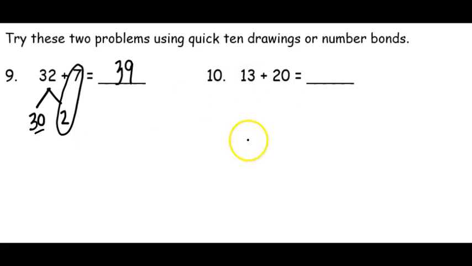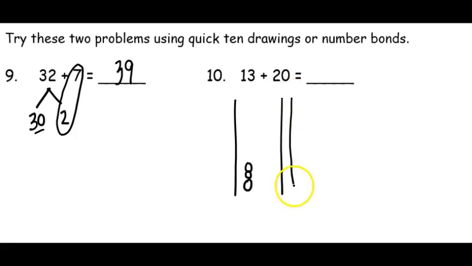For 13 plus 20, I'll use the quick 10s. So 13 is a 10 and 3 ones. To that I'm going to add 2 groups of 10. So altogether I can see 3 groups of 10 and 3 ones. That tells me that 13 plus 20 equals 33.